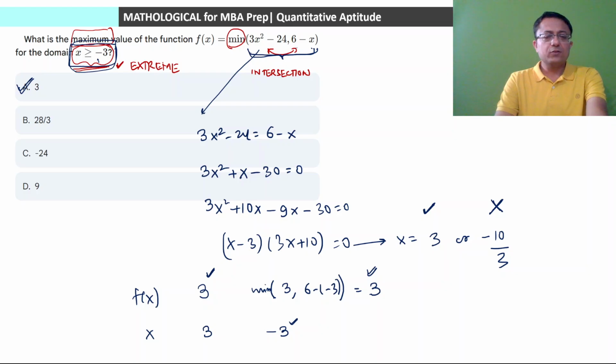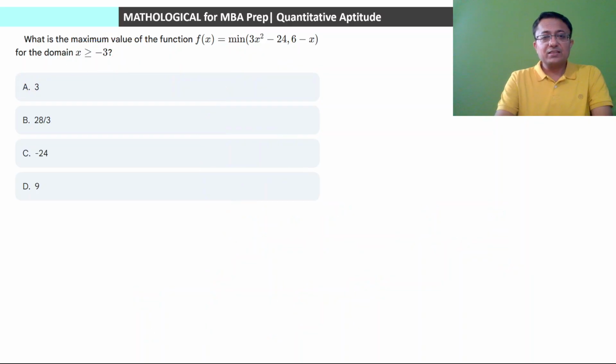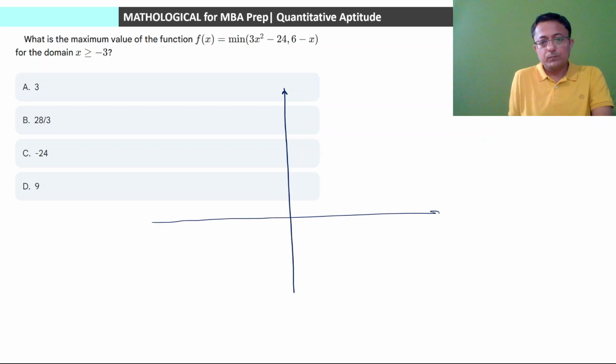We can again draw the graph. Though drawing the graph is not necessary, we can solve by this much. But if we draw the graph, for 3x square minus 24, the graph of 3x square will be the same as that of x square, a more steep parabola. But we are also subtracting 24, so at x equal to 0, it will be at minus 24. So the graph of 3x square minus 24 will be somewhat like this.